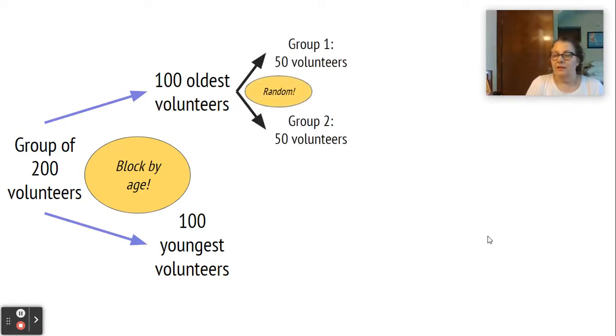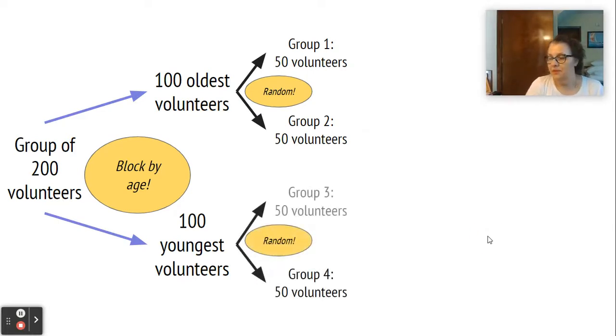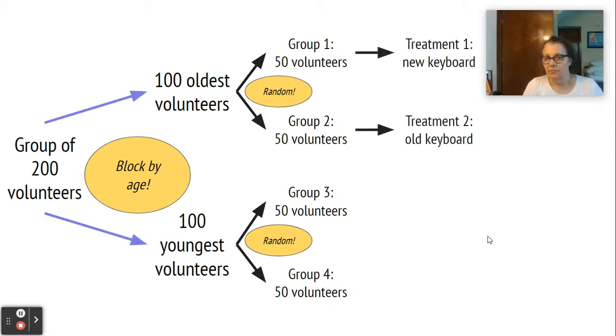In my 100 oldest, I'm going to randomly assign 50 to one group and 50 to another group. And I'm going to do the same with the youngest group. I'm going to randomly assign 50 to one group and 50 to another group. And then I'm going to basically define what treatment I'm going to assign to each group. So in my oldest, my first group is going to get treatment 1, the new keyboard, and my second group is going to get treatment 2, the old keyboard.